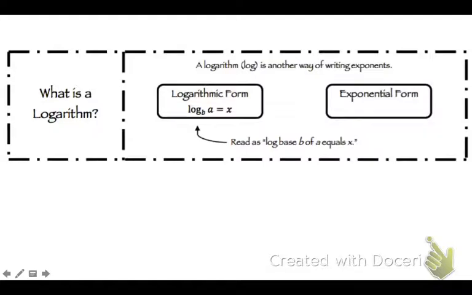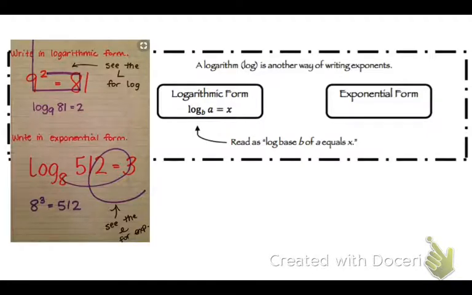So, a logarithm is another way to write exponents. Logarithms and exponentials are inverses of each other. If we have log base b of a equals x, you can change that to an exponent. That's b to the x equals a.